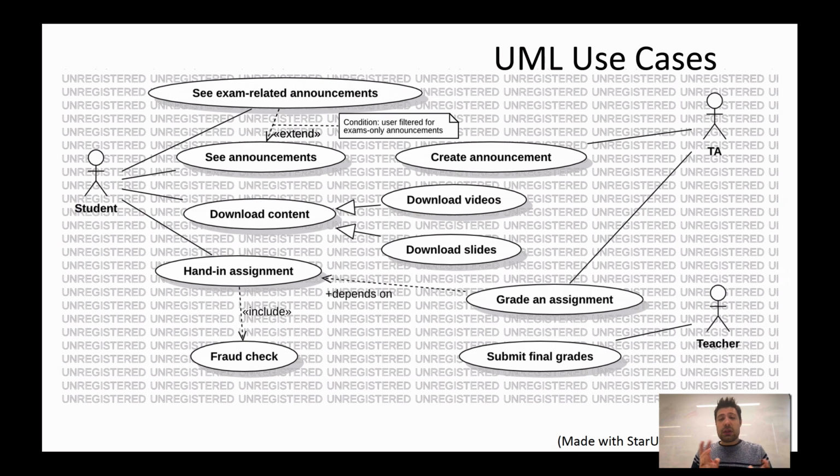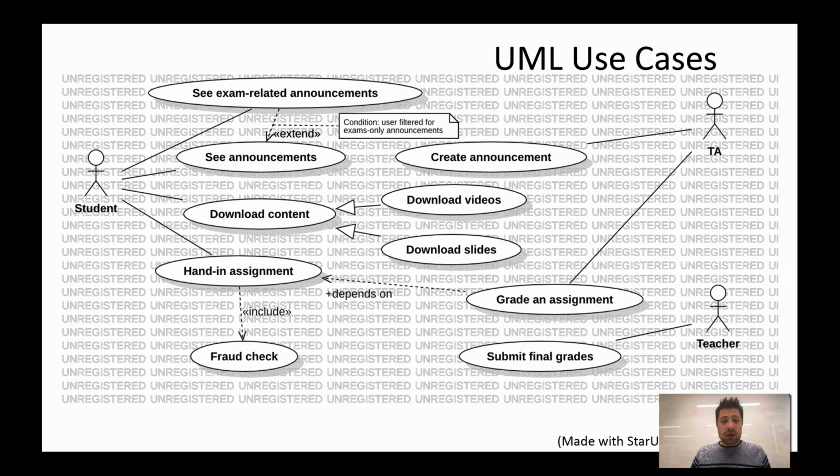Then in this lecture, we mostly spoke about three different parts of the UML. The first one was the use case, and this one is a conceptual document, as you can see. Here, the goal is to show the features that we want from our software, how those features are related, and which actors or stakeholders interact with those features, right? So for example, in our Brightspace example, you see that students can see announcements, they can download content, they can hand in assignments, a TA can create an announcement, grade an assignment, a teacher can submit the final grades, and so on and so forth.